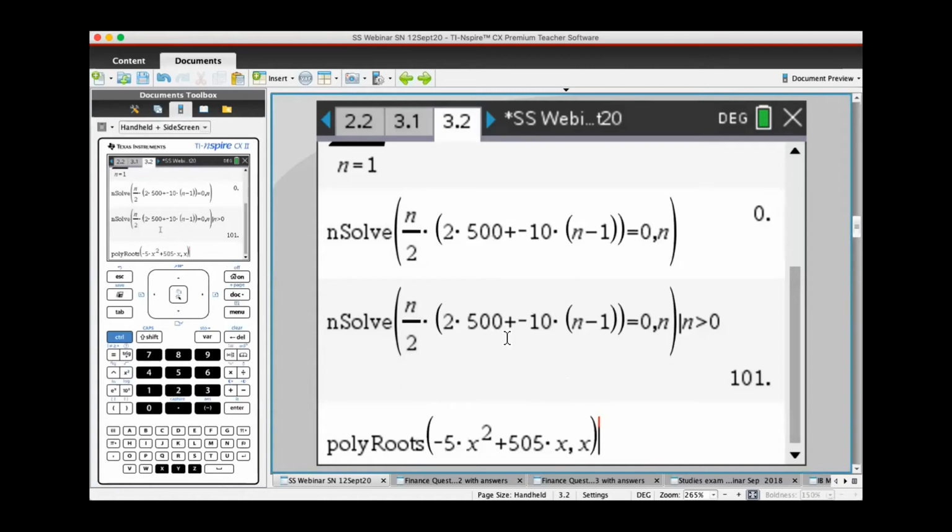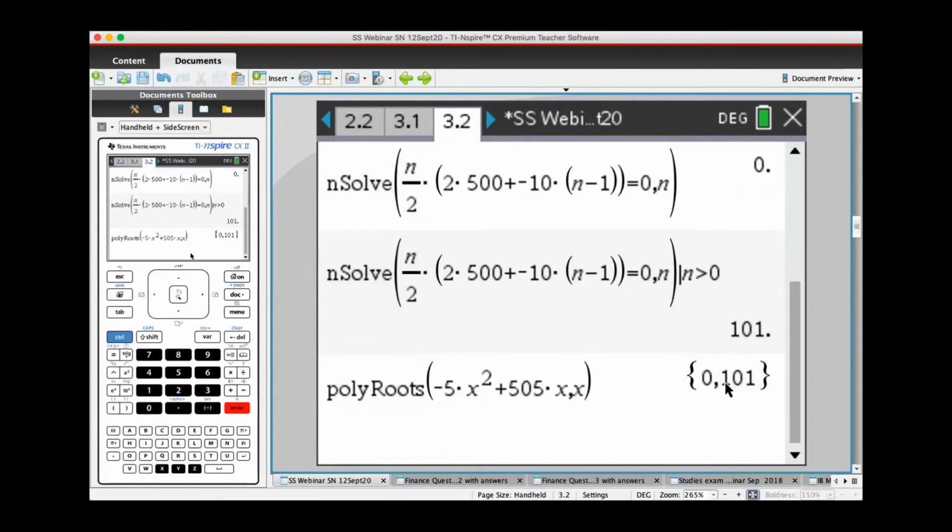Let me explain. I'm doing the same thing in a different way. I have expanded n over 2 times 1,000 multiplied by 1,000 plus -10 multiplied to n minus 1, to get this expression: -5x squared plus 505x. I'm still finding the number of terms. When you use polyroots, you do not have an equation, you have an expression, and you're solving for x. I press enter and I still get 0 and 101. I hope you made the connection.